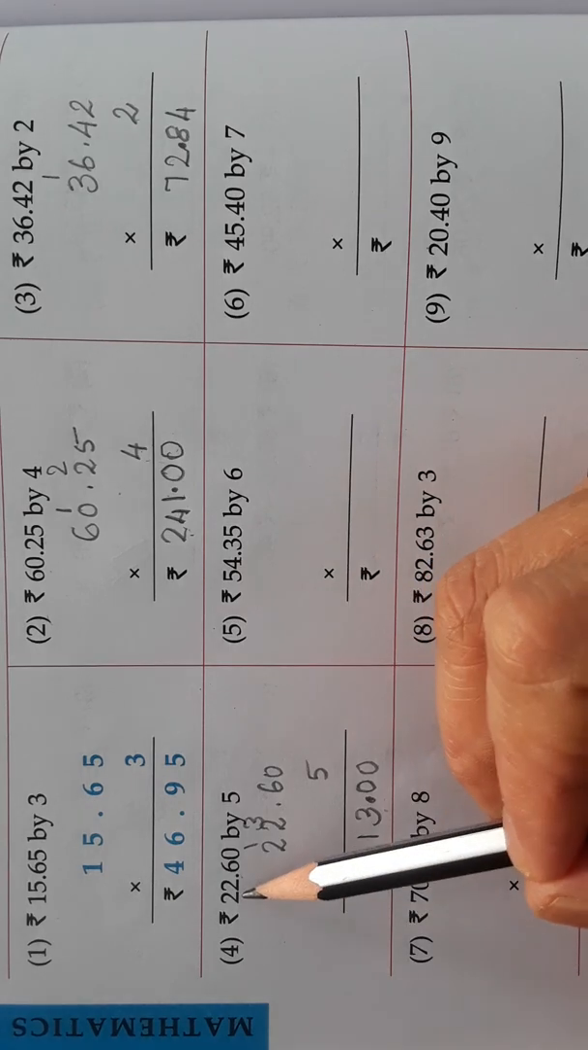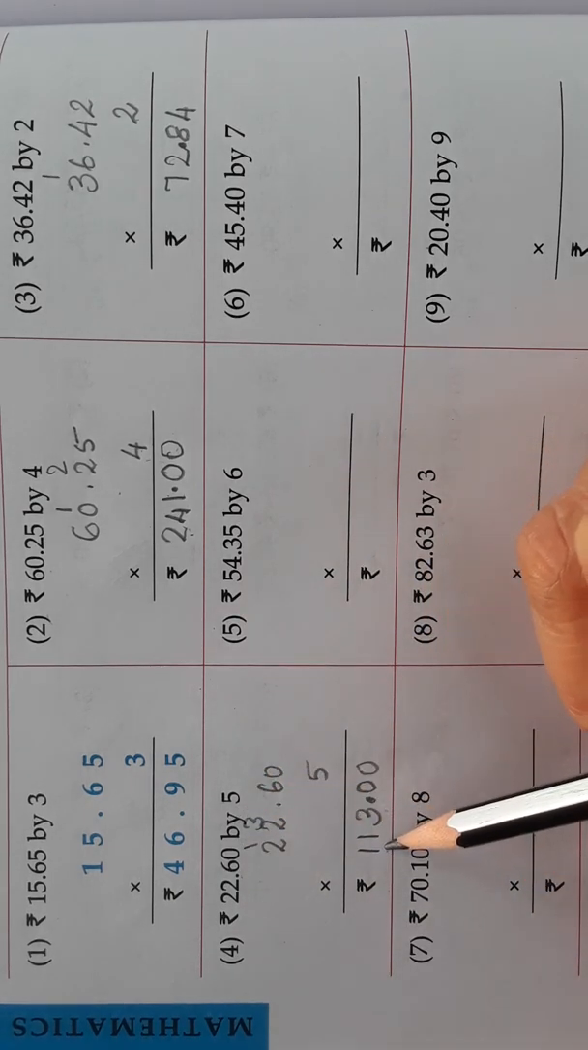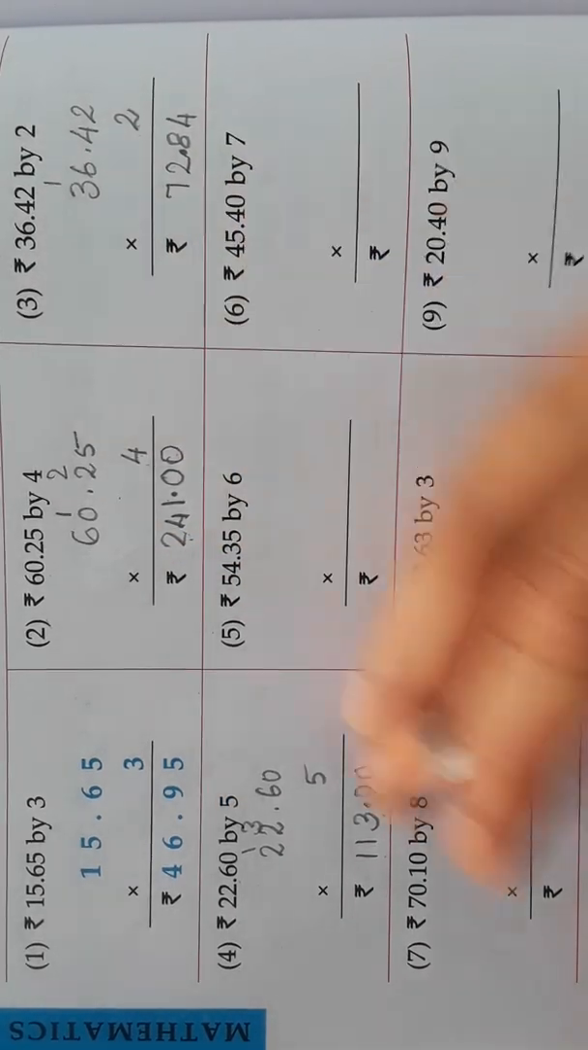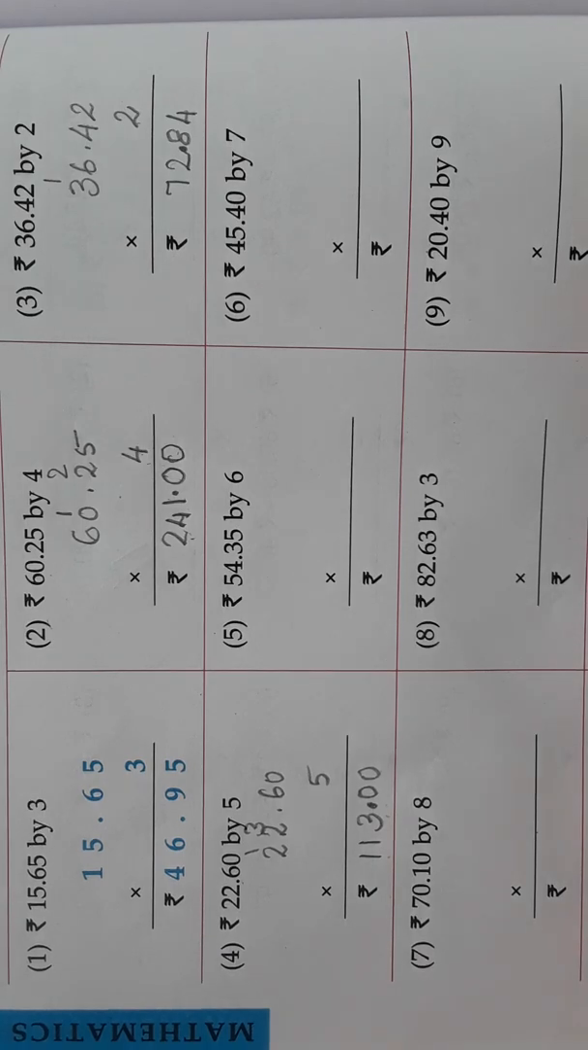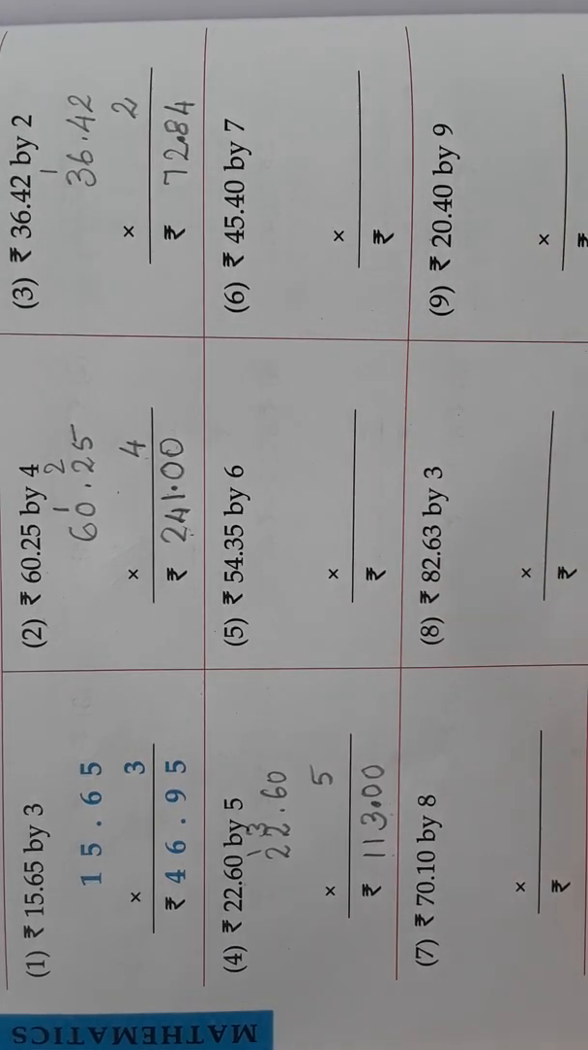Okay, if you multiply 22 rupees 60 paise by 5, you will get what? 113 rupees. Understood, children? Okay, see, so many sums are there. Do it. It's just easy, very simple multiplication. That's all. Okay, understood. Come, we'll go to the next page and we'll see division.